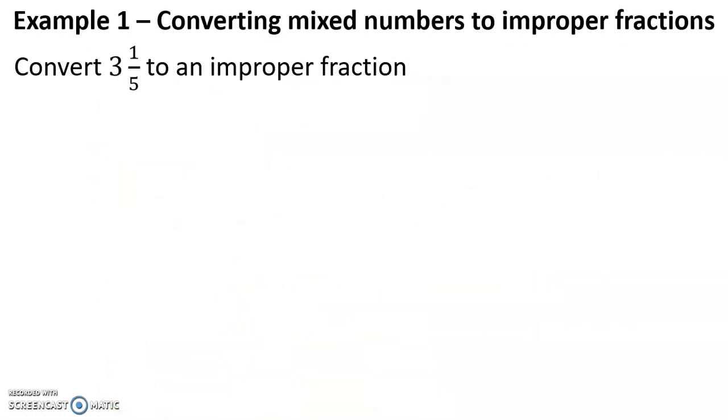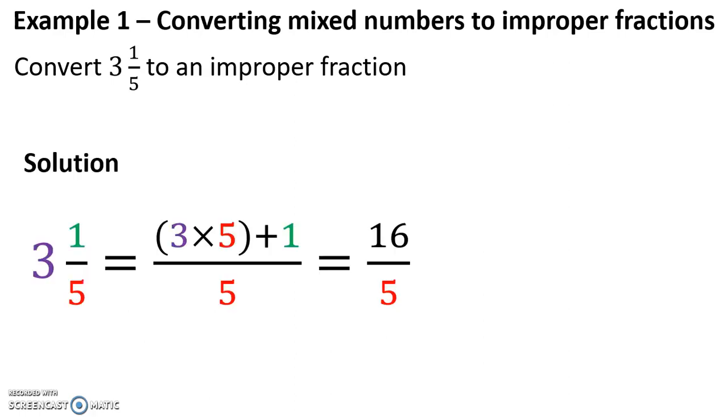So example number 1, converting mixed numbers to improper fractions. Convert 3 1/5 to an improper fraction. So how do we go about doing this? Now, the colours are really important, and I would like you to copy this example into your book, and I would like you to use different colours. Pens, pencils, or texters, whatever, even if you highlight it, because it's going to help us explain what we're doing.